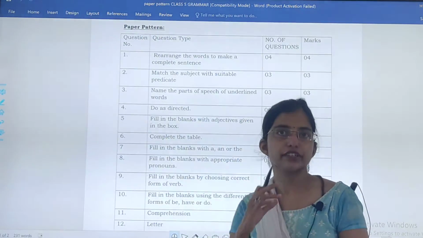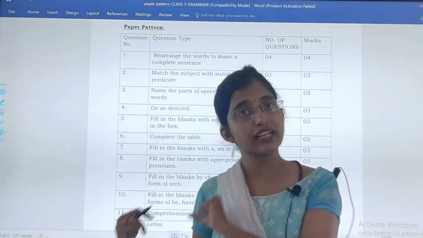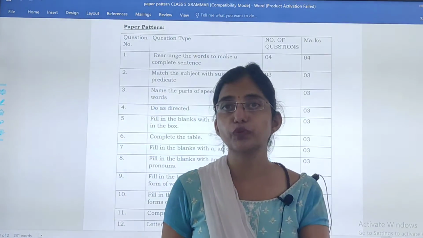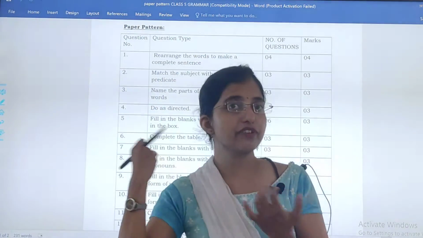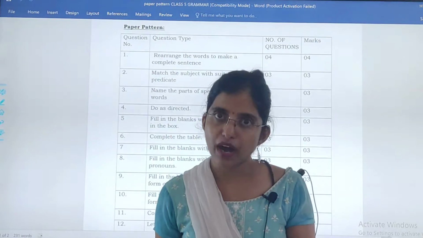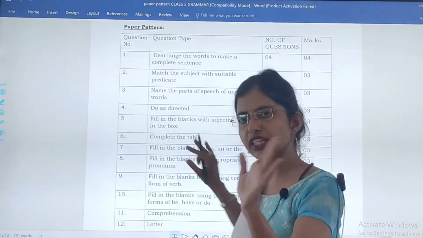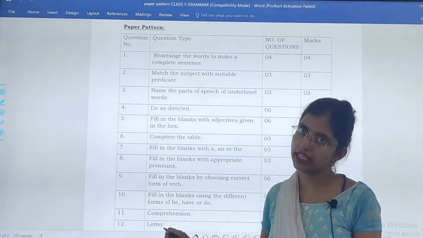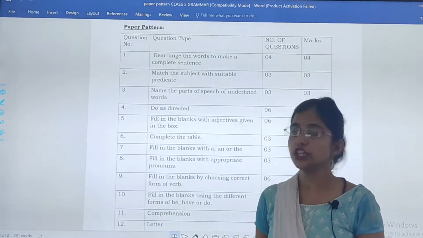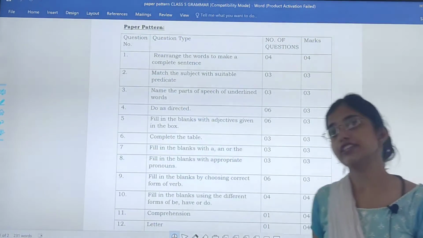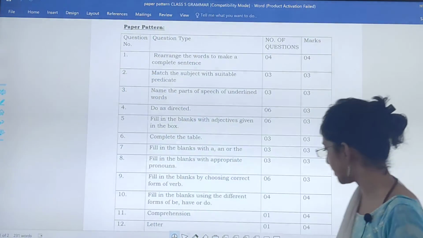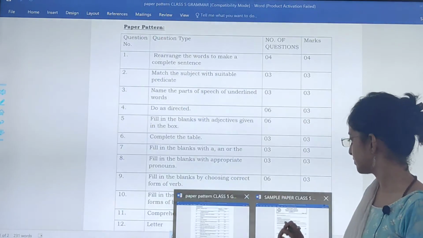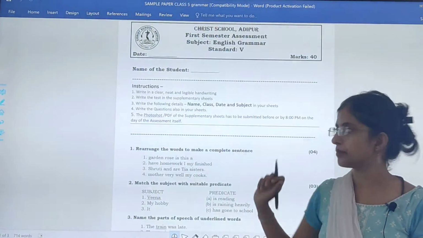I am rushing a little bit because when we discuss the sample paper, it will be clear to you which type of questions will come and which questions will carry how many marks and so on. That's why I am rushing a little bit. Then comprehension and letter. Okay children, so this was the paper pattern and now we will see the sample paper. Here is the sample paper.